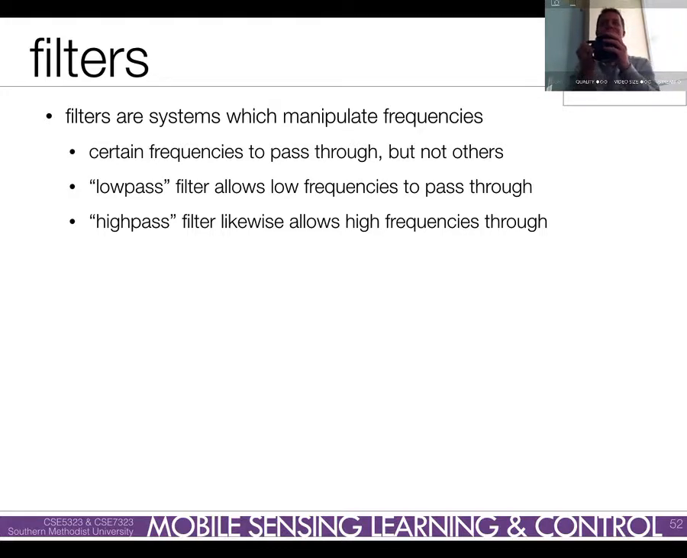Bam. Filter out the high frequencies. You can have a band-pass filter, right? Which only allows a certain band of frequencies through. You can have a band reject filter, right? Which, for some reason, you're like, 60 hertz is not getting through, okay?